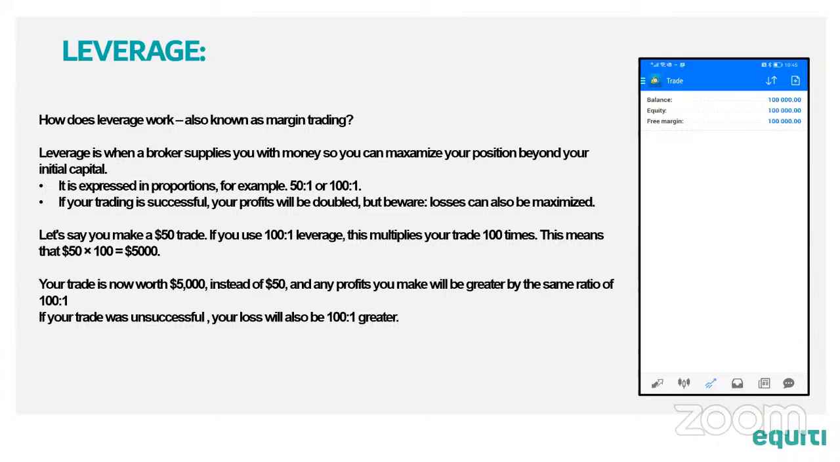Let's say you make $50 on a trade. If you use 100:1 leverage, it multiplies your trade 100 times, which means 50 times 100 is 5,000. So you have multiplied your profit into $5,000. Your trade is now worth 5,000 instead of 50. Any profits you make will be greater by the same ratio of 100:1. If your trade was unsuccessful, your loss will also be 100 times greater. So instead of losing 50, you're going to be minus 5,000, and that's what you don't want to reach.